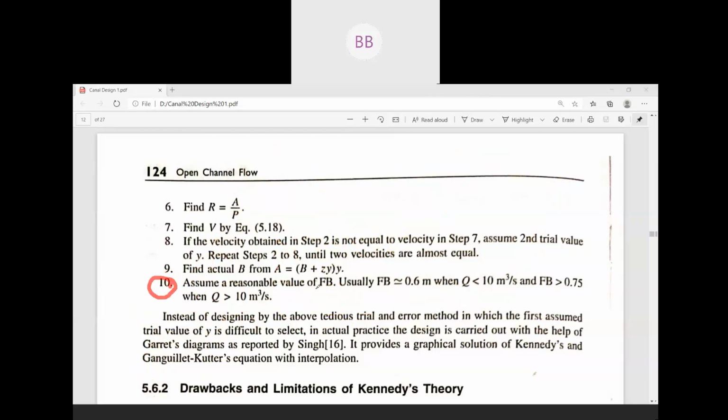In the 10th step, we have to provide freeboard, or sometimes we also consider 25% of the Y as a freeboard. But in this particular theory, Kennedy's theory, we provide 0.6 meter when discharge is less than 10 meter cube per second, and when it's greater than 10 meter cube per second, we provide greater than 0.75, or you can also provide 0.75. So this is Kennedy's theory to design a mobile boundary channel, or you can say erodible channel. If you have any doubts, then you can ask me, or you can move on to a numerical related to this.